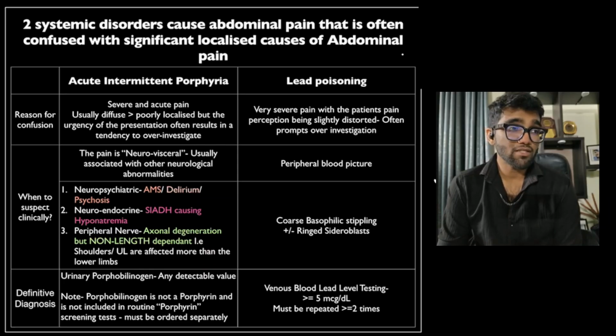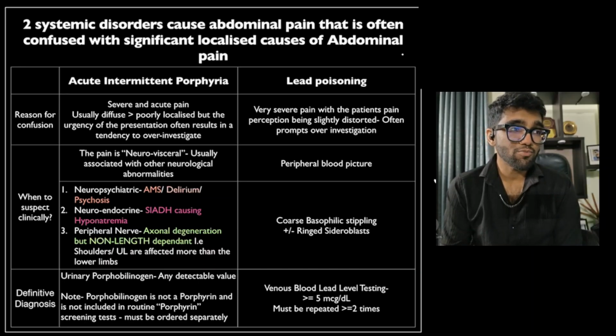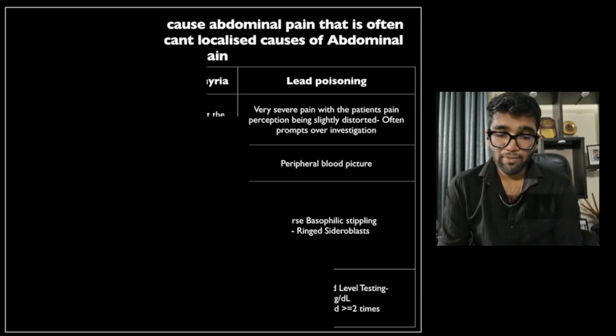And sampling methodology is very specific, so the phlebotomist needs to be aware of the fact that you are suspecting lead poisoning. So again, everything boils down to the fact that you must be suspecting it clinically. That is when you will be able to evaluate the patients properly.